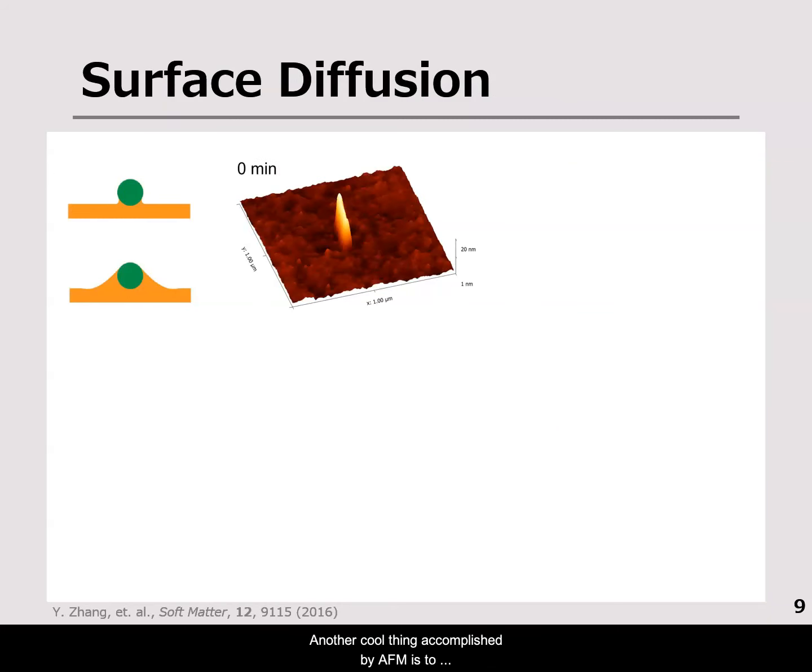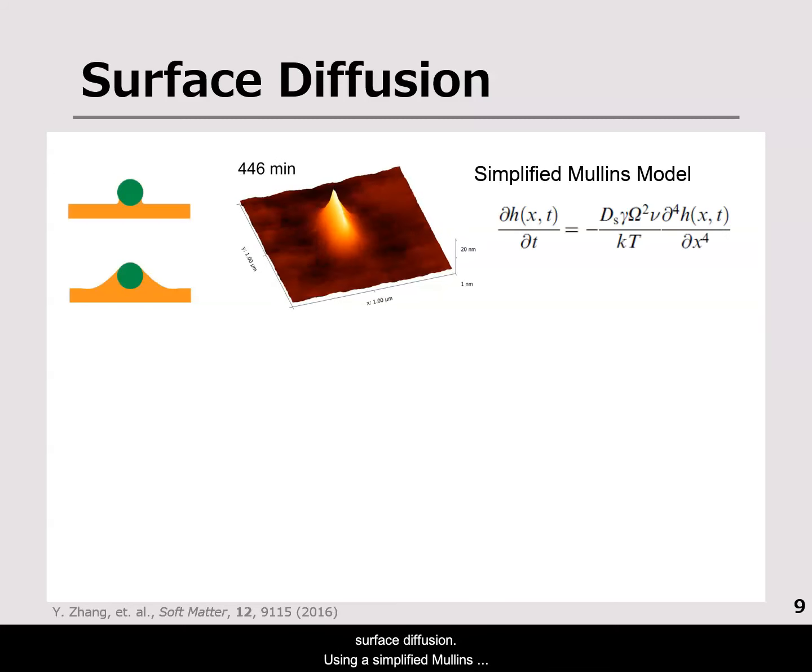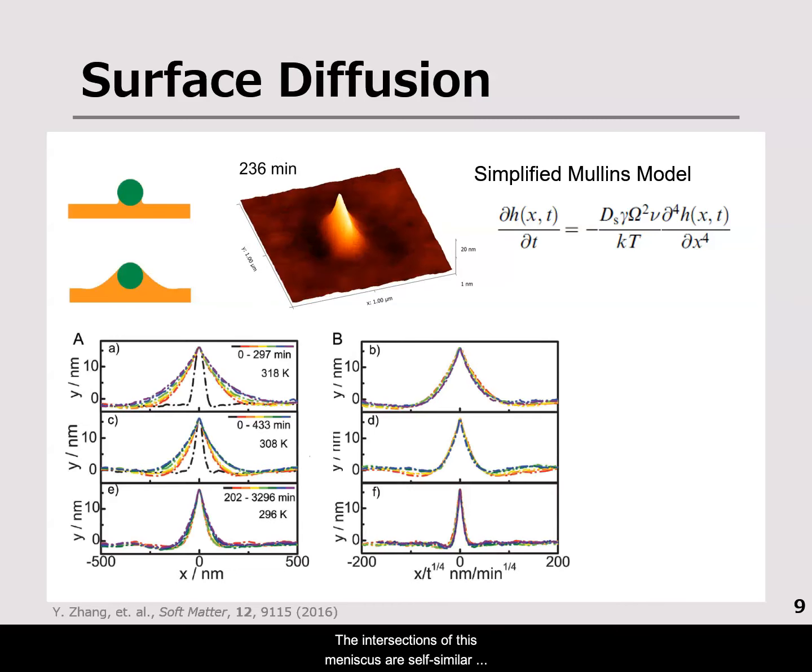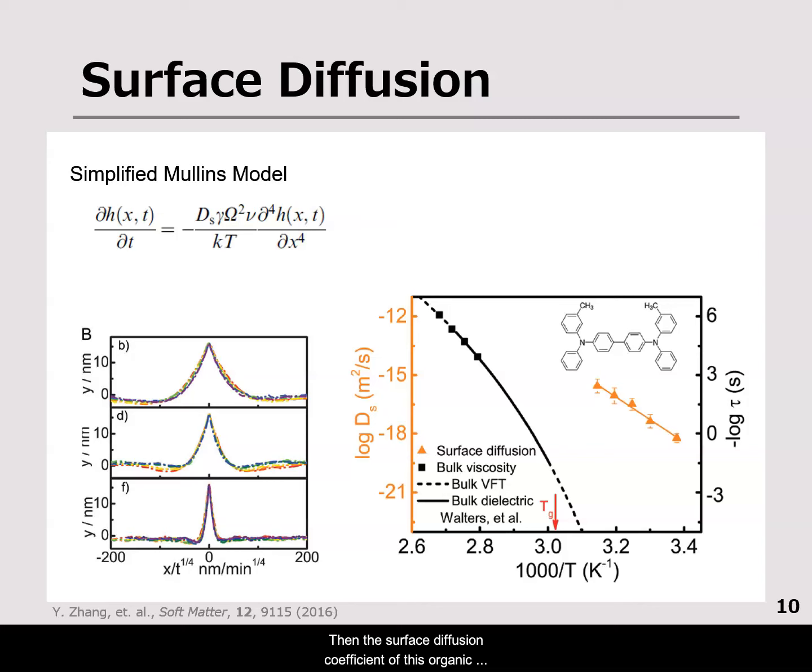Another cool thing accomplished by AFM is to use a tobacco mosaic virus to study surface diffusion of organic glasses. As the virus is introduced on top of an organic surface, a meniscus will grow due to surface diffusion. Using a simplified Mullins model, we found there is a one-fourth power law between the time and the width of the meniscus. The intersections of this meniscus are self-similar when they are treated with the one-fourth power law. Then, the surface diffusion coefficient of this organic glass can be calculated numerically.